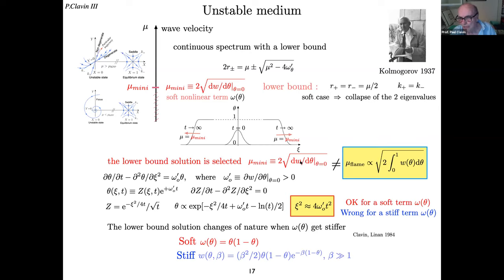And what we have done with Linan in 84, my good friend Linan, we have found the critical number beta, which separates the two solutions. And this is close to 3 or 4. I don't remember exactly, but you have the detail of this in my book.